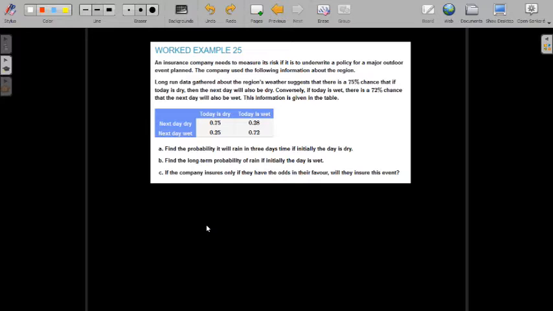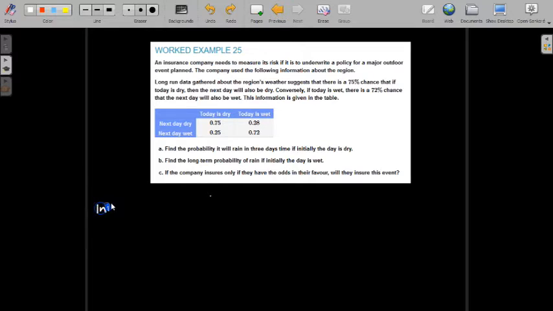So we've got an insurance company that needs to measure its risk if it's to underwrite a policy for a major outdoor event planned. The company used the following information about the region. Long-run data gathered about the region's weather suggests a 75% chance that if today is dry, then the next day will be dry. Conversely, if today is wet, there is a 72% chance the next day will be wet. And we've got the table given. So we want to find the probability it will rain in 3 days' time if initially the day is dry.